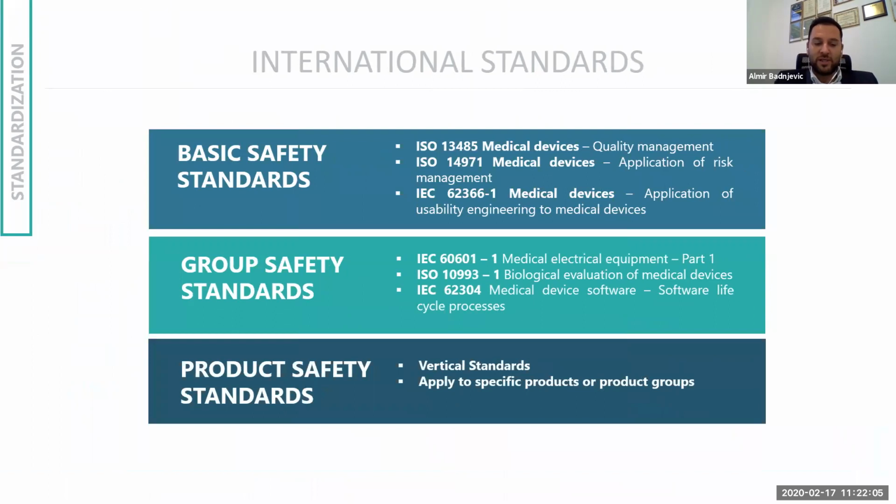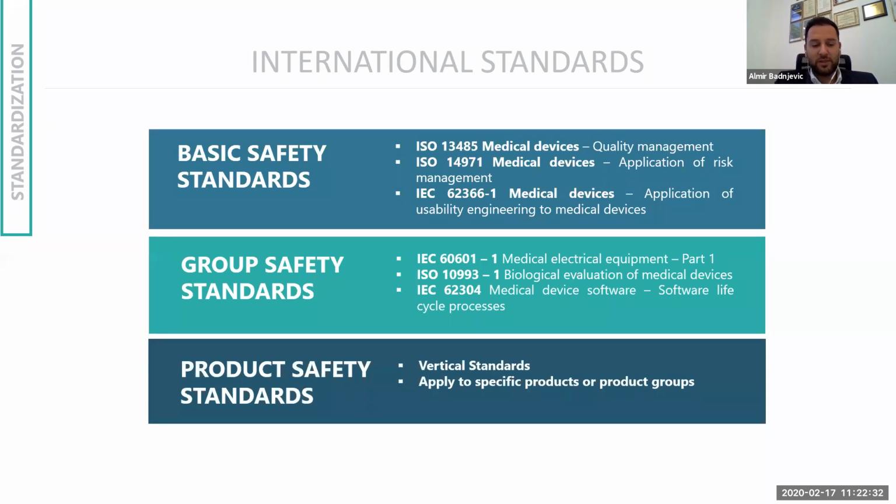When we check the standards for medical devices, basically we can divide them into three groups. The first one is basic safety standards, and all of you have heard about ISO 13485, which is for quality management, then application of risk management, application of usability engineering to medical devices, etc., etc. The second one is the group safety standards.